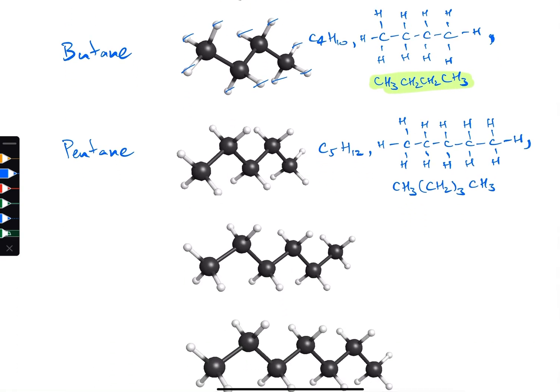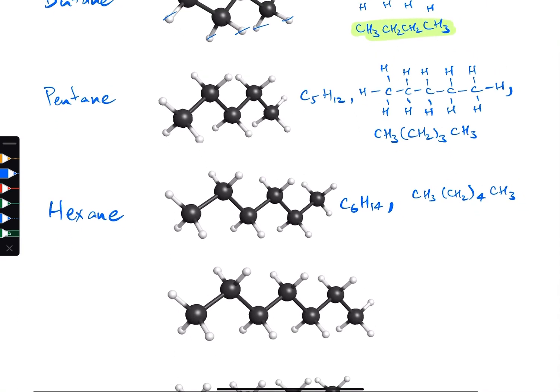All right, here is hexane. Hexagon, 6. The molecular formula is C6H14, if you count the hydrogen atoms. I'm not going to draw the structural representation. I'm sure you can figure it out. The condensed structural representation is CH3, CH2 4 times and CH3.